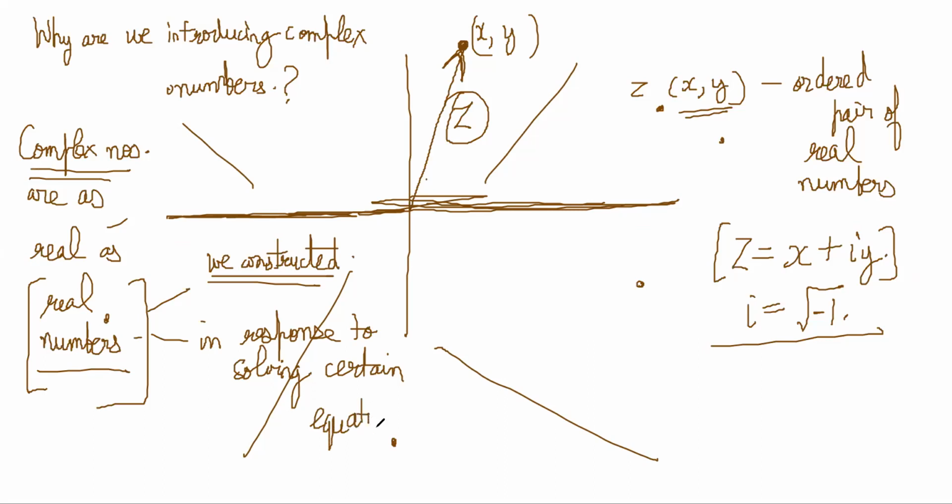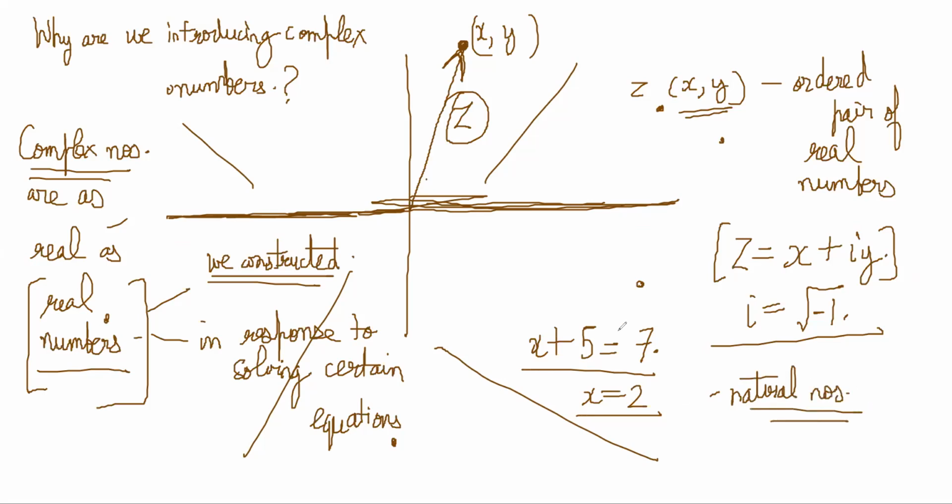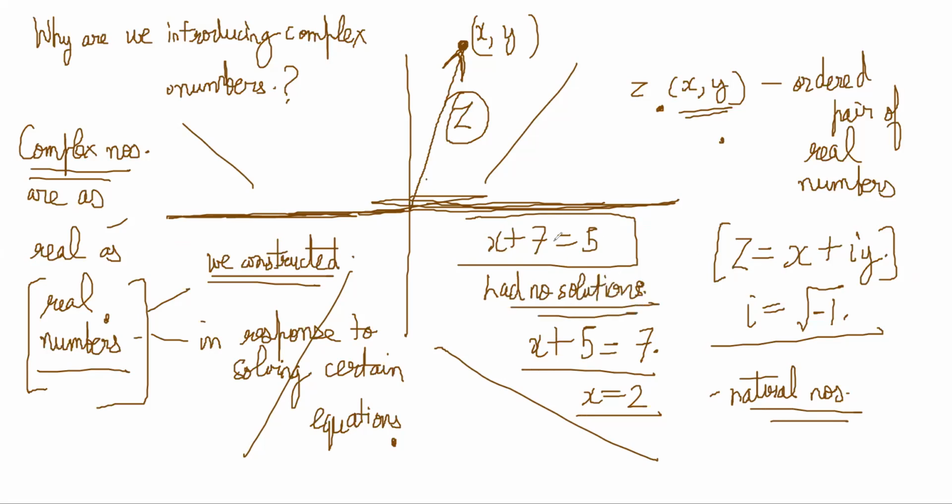For example, x plus 5 is equal to 7 was solvable by natural numbers, right? Natural numbers were sufficient to give the answer to this question, but x plus 7 is equal to 5 had no solutions in natural numbers. So we had to go to the integers, the negative integers we had to introduce.